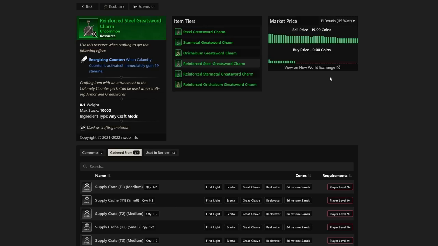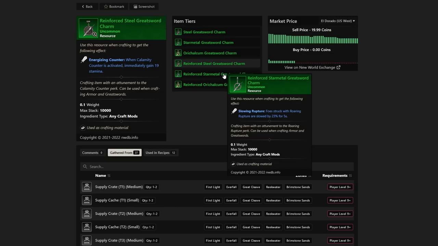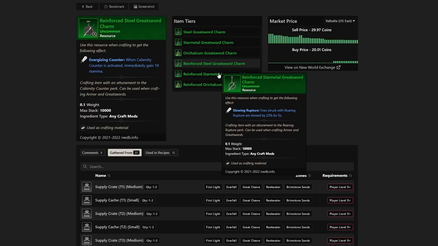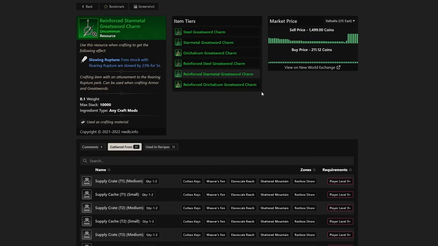Next in line, we do have another Greatsword perk. It's not going to be selling for much. It's the Energizing Counter. Not many people are going to be looking for this specific charm. And then we look for the next one. It's the Slowing Rupture. It's selling for a decent amount. It's not going to be the one that makes you rich, but it is selling for about 500 to 1,000, 2,000, 3,000 gold, depending on the server.